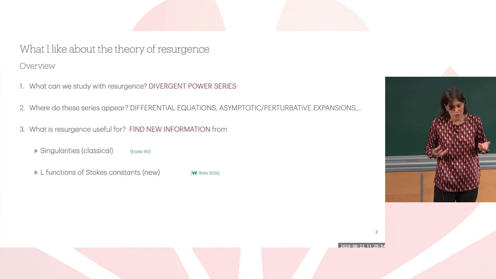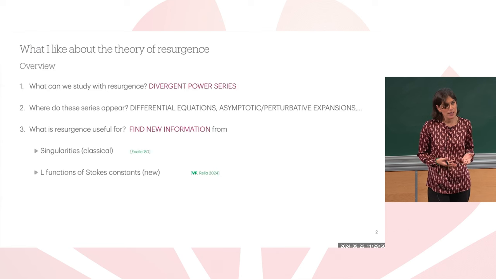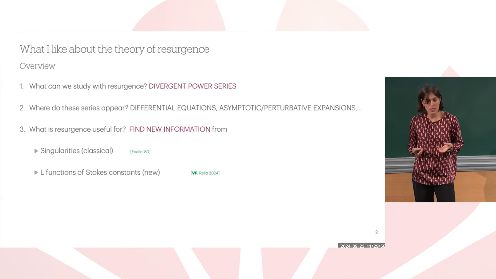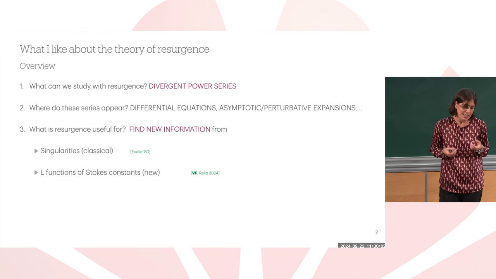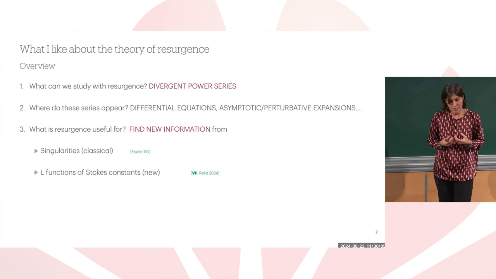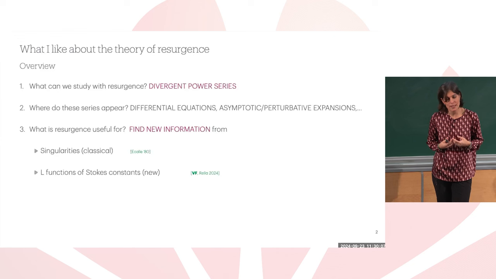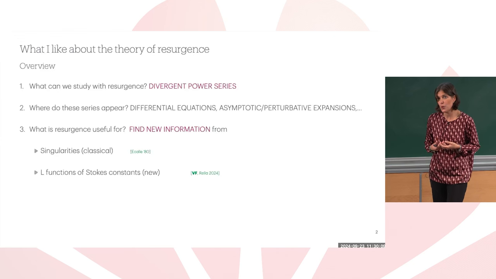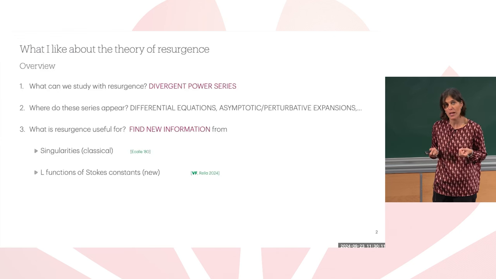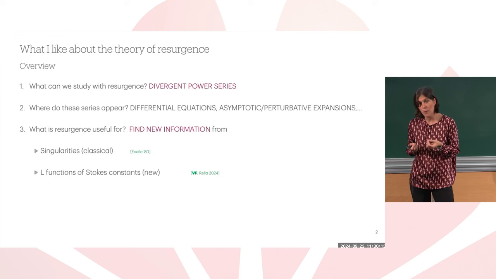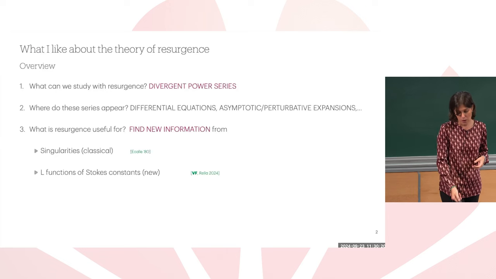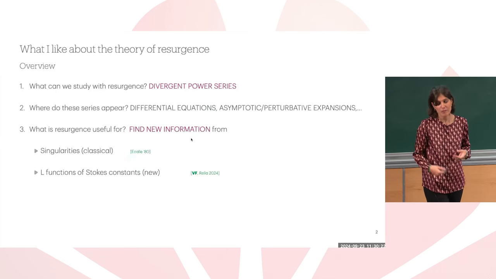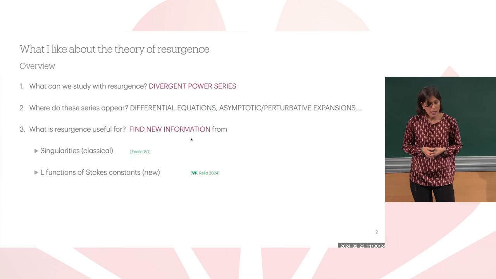And then, once we understood what we can study with this theory, the natural question is, what does resurgence really do? And I think, in a nutshell, the way we can express it is to say it can find new information. And this new information is what is captured classically at the level of the singularity, so studying singularities, as we will see. And this was proposed long ago by Ecalle, the father of the theory of resurgence.